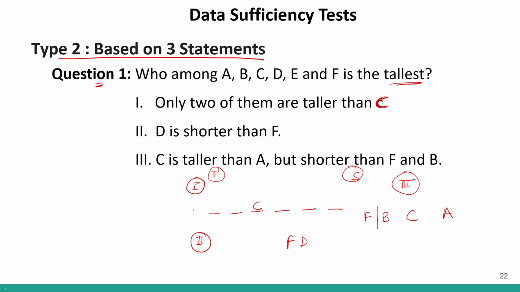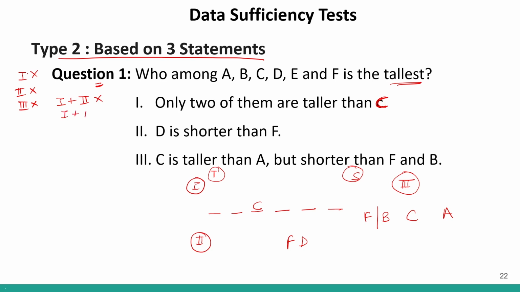Correct? So statement number 1 gives us this information, statement number 2 gives us this information, and statement number 3 gives us this information. Now, if I combine statement 1 and 2, can I get any placement of who is the tallest? No, because we have only F and D, and F and D can come over here, F and D can come over here. There are so many places where F and D can be placed. So this information is not enough, 1 and 2. So I am writing over here 1 plus 2 is not enough. So 1 alone was also not enough, 2 alone was also not enough, and 3 alone was also not enough. 1 and 2 is also not enough.